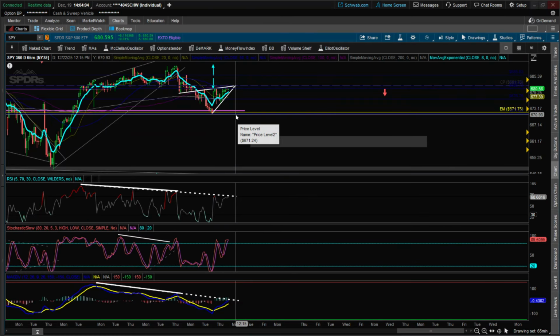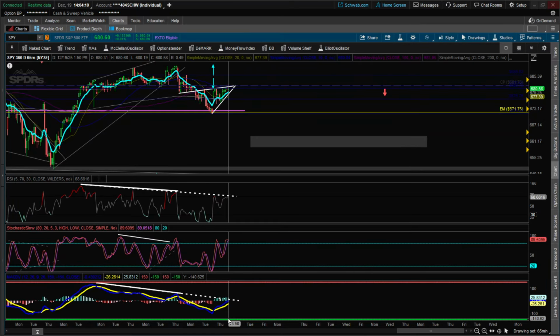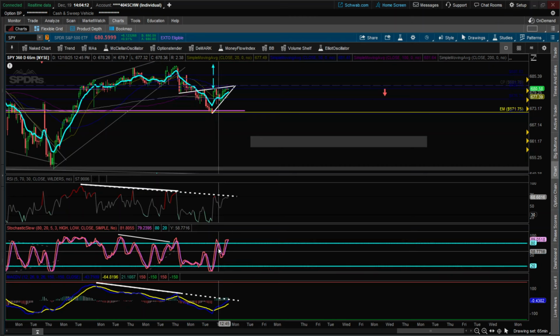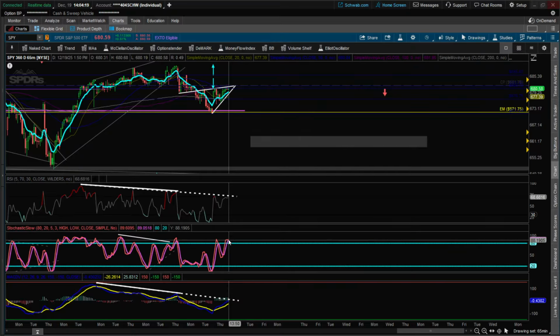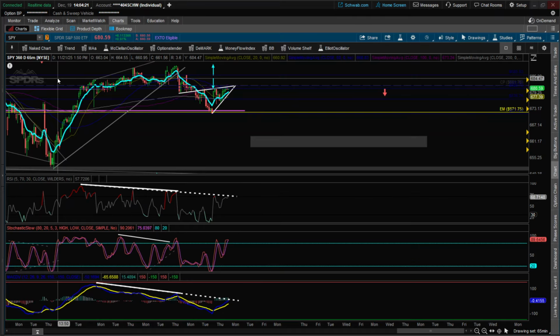I don't know if anything's really going to happen today. We're kind of pinned at that 680 point. And then same thing here. And guess what? We're rolling over on the slow stochastic. With the next candle or any red candle, I suspect that we'll have a sell signal.